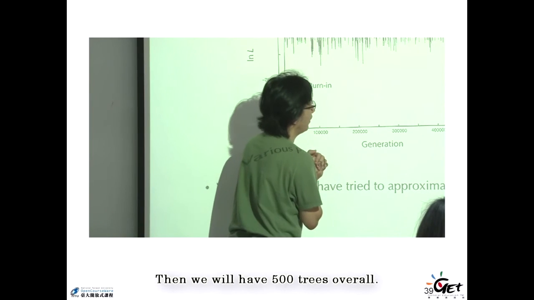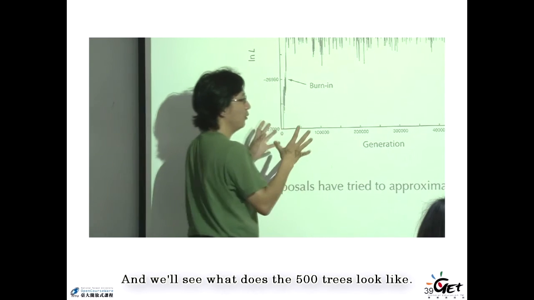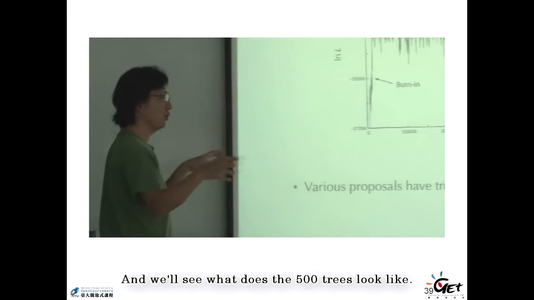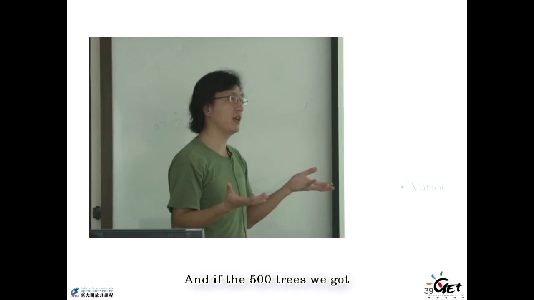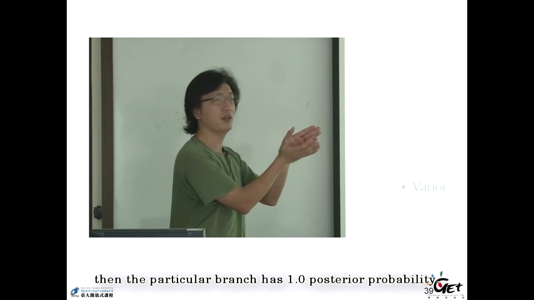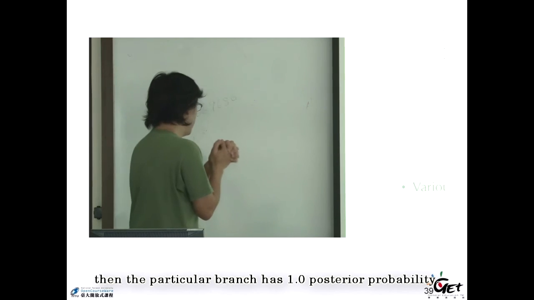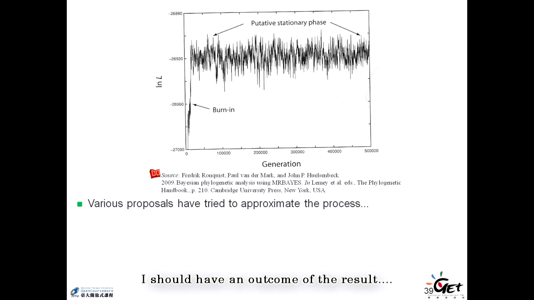Then we'll have 500 trees overall, and we'll see what the 500 trees look like. And if the 500 trees we got all support a particular branch, then that branch has 1.0 posterior probability. Well, I should have an outcome of the result.